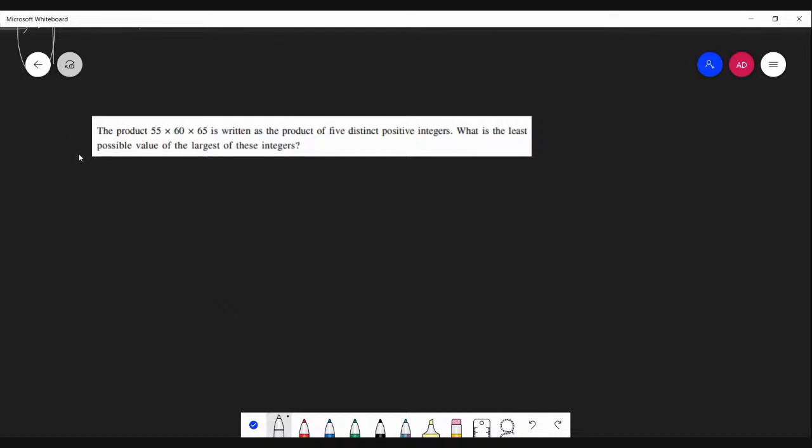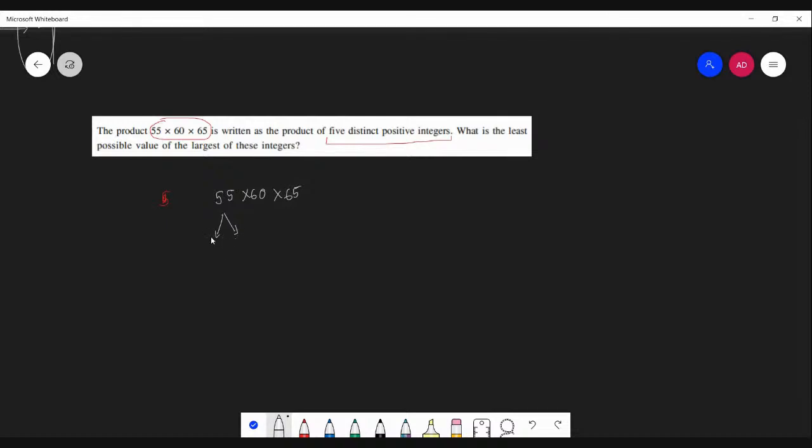Okay, so it's a much easier problem: the product 55, 60 and 65 is written as a product of 5 distinct positive integers. What is the least possible value of the largest of these integers? Just by simply observing you can solve this problem. You don't have to work too much. It is actually 55 into 60 into 65. So the obvious way is, first of all, to make a prime factorization as much as possible.